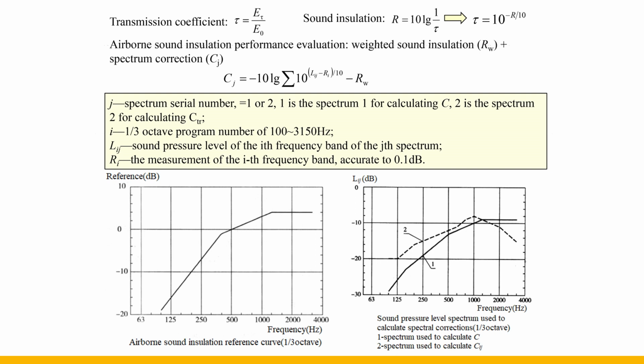The application scope of C is a facility that mainly radiates medium and high frequency noise, and the application scope of Ctr is a facility that mainly radiates medium and low frequency noise.